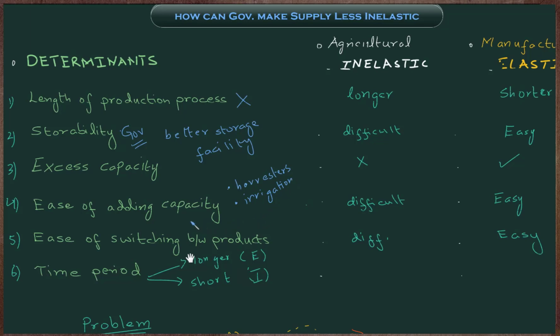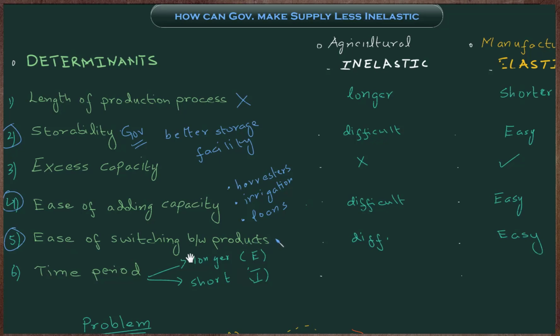So this is something where the government can help directly by making better irrigation systems and so on and so forth, maybe distributing free harvesters, or maybe simply giving loans and cheap credit to these farmers so they can do all of these things and add capacity to whatever piece of land that they own. And then, number 4 is where the government can do something, number 2 is where the government can do something, and then this number 5, ease of switching between products.